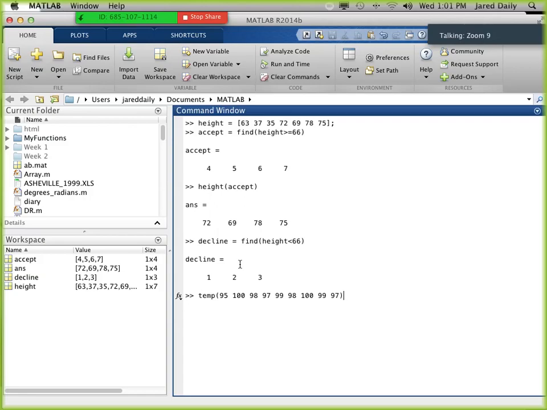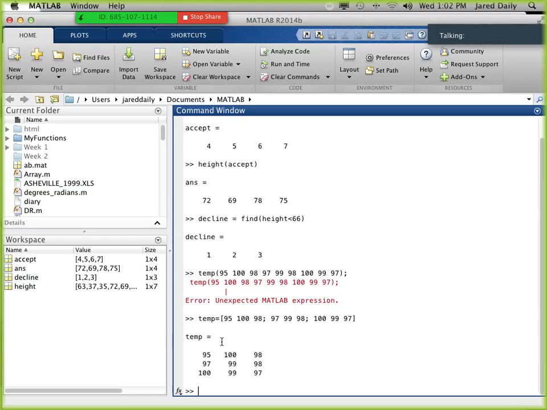So the temperature one gives us this temperature array. I was wrong that they just put it all in a single row. They actually decide to put it in 3 separate rows, and that's fine too. So they put this in row 1, and then row 2, and then row 3. And we want this to be equal to this. Temperature equals, which means we need square brackets instead of parentheses. So there's our temperature array.